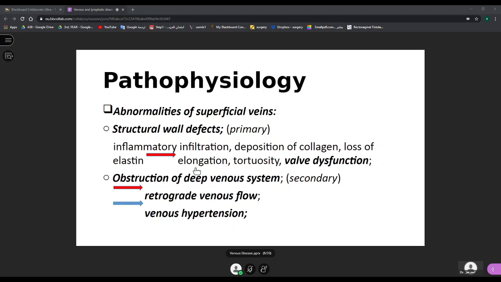Now, this elongation and tortuosity, which is secondary to some degree of inflammation and loss of elasticity, will result in valve dysfunction. This will probably stretch the valves, and the valves will no longer be able to function normally. So when you get this valve dysfunction, secondary to this elongation and tortuosity, then the blood can flow back, as I have mentioned, and then you can get dilatation and varicosity of the superficial veins.